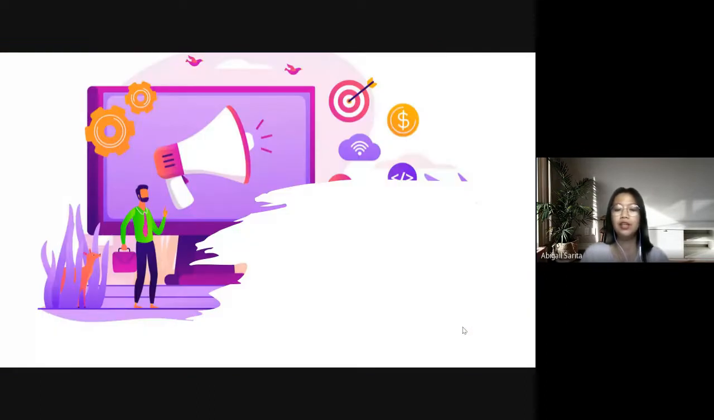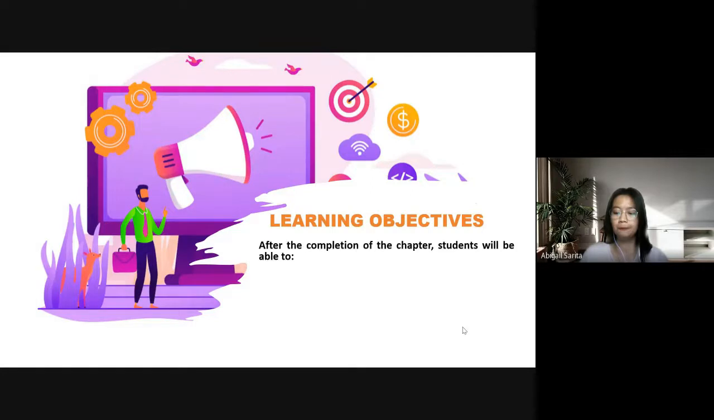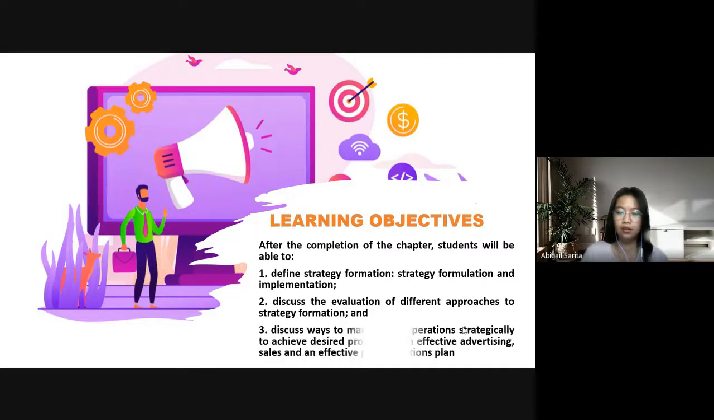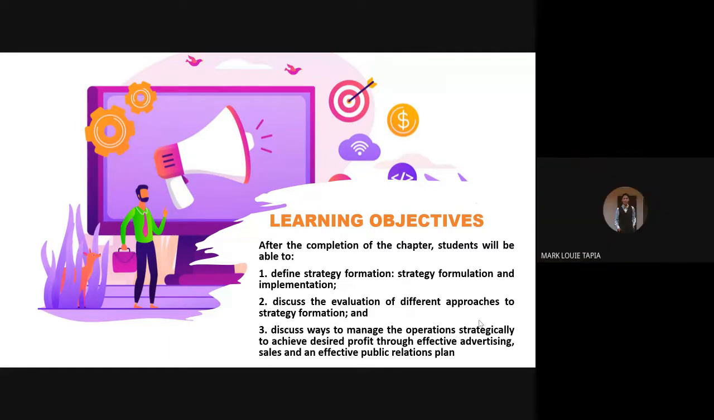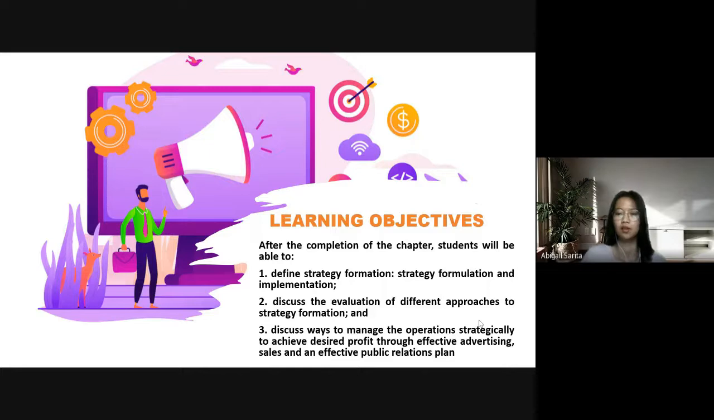Can you please read the learning objectives? After the completion of the chapter, students will be able to: number one, define strategy formation, strategy formulation, and implementation. Two, discuss the evaluation of different approaches to strategy formation and discuss ways to manage operations strategically to achieve desired profit through effective advertising, sales, and an effective public relations plan. Thank you very much, Mark.